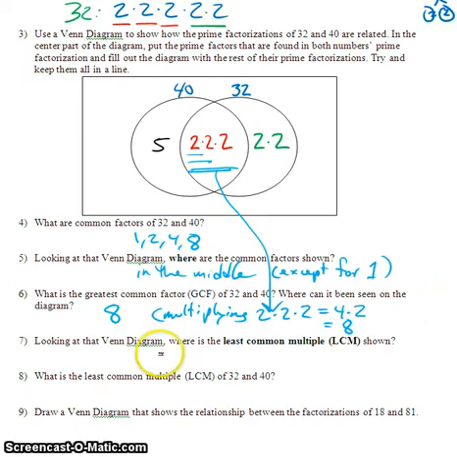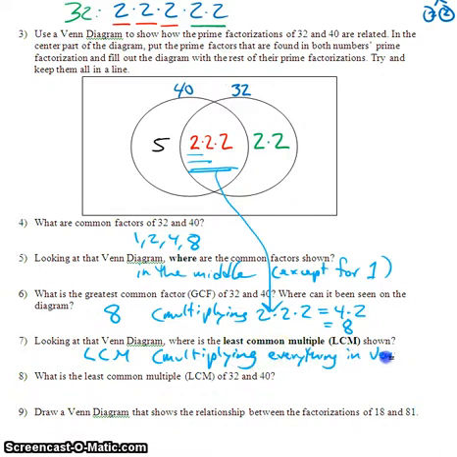Least common multiple. That is where we find the least common multiple, found by multiplying everything in the Venn diagram.